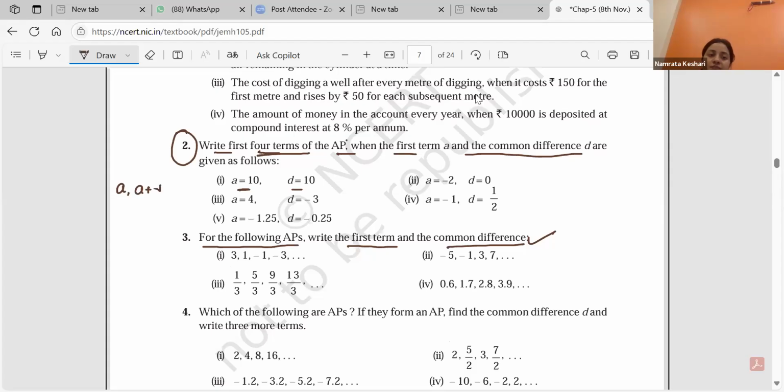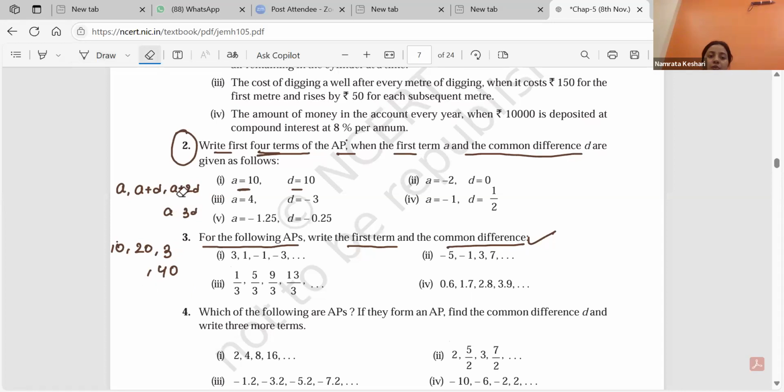A plus D, A plus 2D, A plus 3D. These are the first 4 terms according to our observation, and the same formula has been given by our mathematicians as well. So the first term we write is 10. Next term is 10 plus 10, 20. Next term, you can do the calculation, it will be 10 plus 2 into 10, that means 20 plus 10, that is 30. Next term will be 40. Clear? Yes, ma'am.